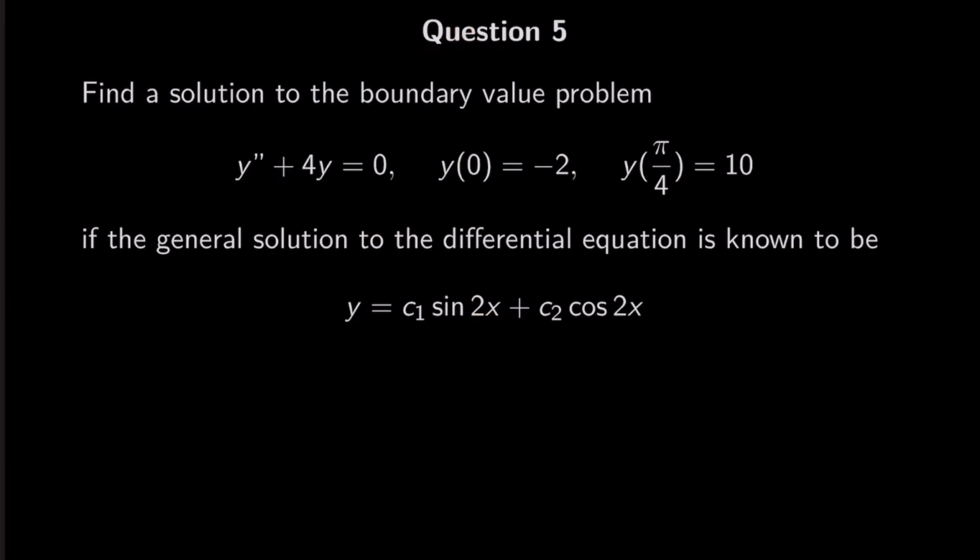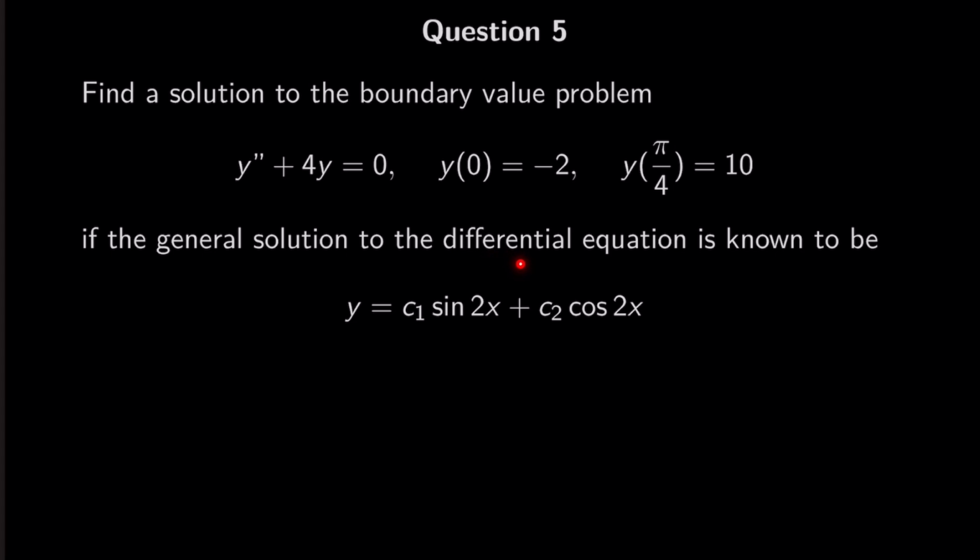Question number 5. Find the solution to the boundary value problem. y prime prime plus 4y is equal to 0, and the subsidiary conditions giving us y of 0 is equal to minus 2, y of pi on 4 is equal to 10.